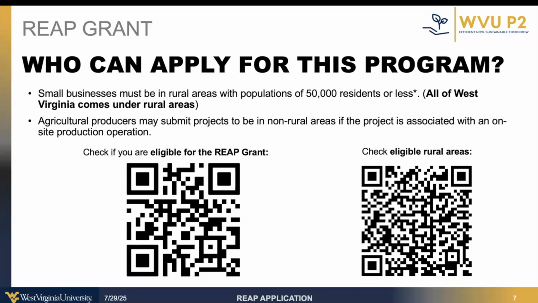Now, a quick note on location. Small businesses must be in rural areas with populations under 50,000. And if you're in West Virginia, you're covered. If you're an agricultural producer, your project doesn't have to be in a rural area as long as it supports your production. Scan this QR code to check if you're eligible for REAP grant and for eligible rural areas.